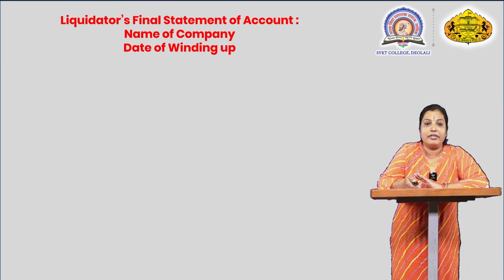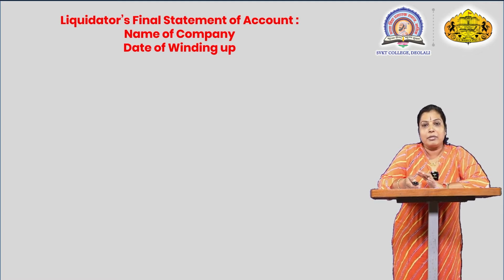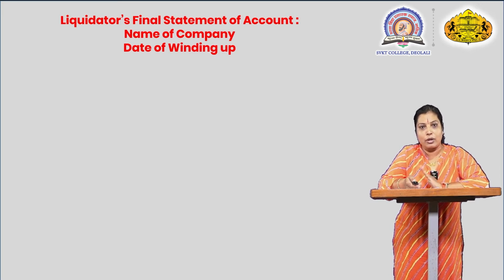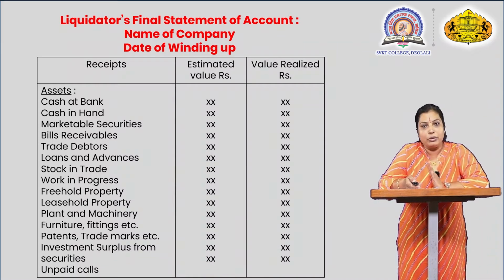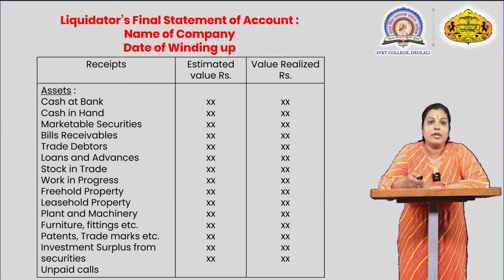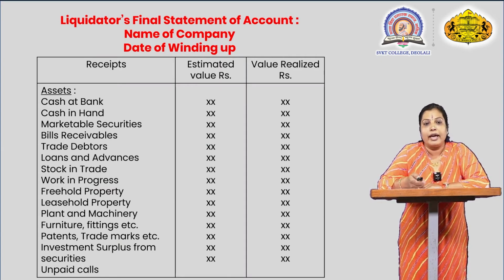Now, what is liquidation? Liquidation means winding up of a company. Winding up of a company means assets are converted into cash or realized amount. After that, we go to payment on the liability side. This is the receipt side of the format of the liquidator's final statement of account.